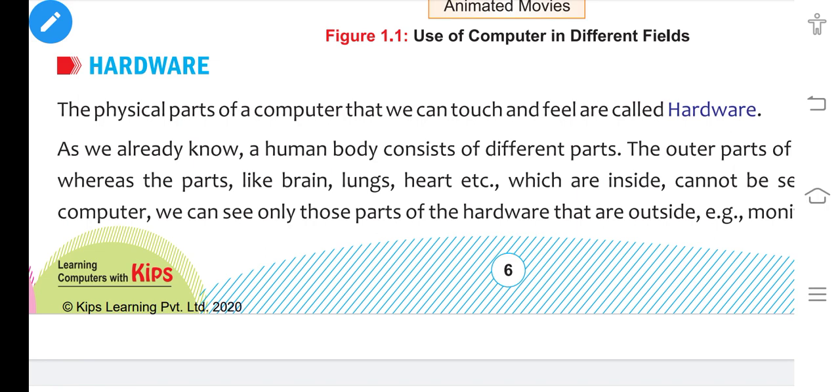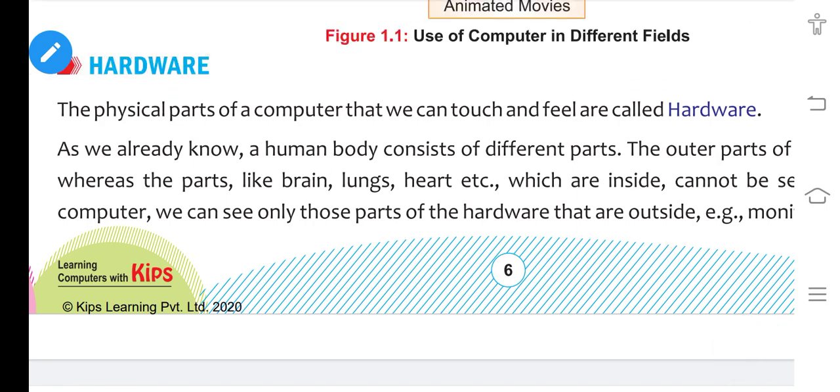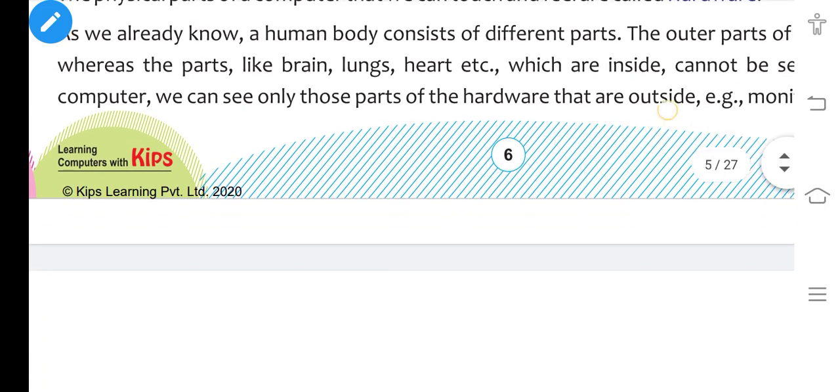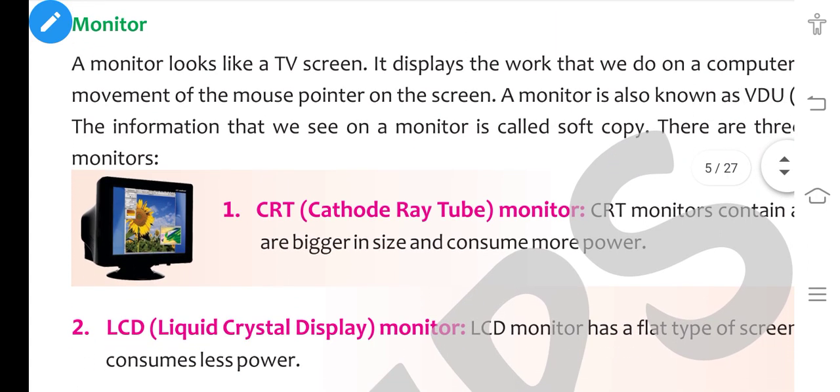So whatever part you can touch with your hands, all those parts are called hardware devices. We can see the definition of hardware: the physical parts of a computer that we can touch and feel are called hardware. Here, one by one, we will see the main parts of a computer that are hardware. First part is the monitor. A monitor looks like a TV screen. It displays the work that we do on a computer.